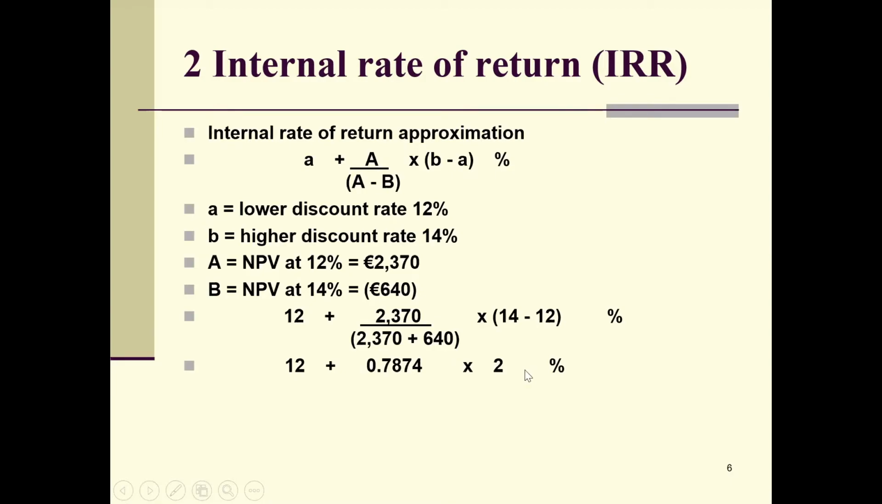Again, what do you do? You multiply these two numbers. You multiply the 0.78 by the 2. It's about 0.8, about 1.6. And then you finally add it to the 12. So it's 12 plus these two guys multiplied. 12 plus 1.6, 13.6. I've ended up with an answer.